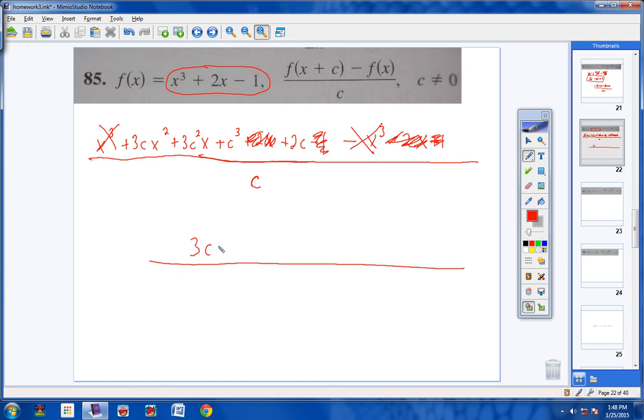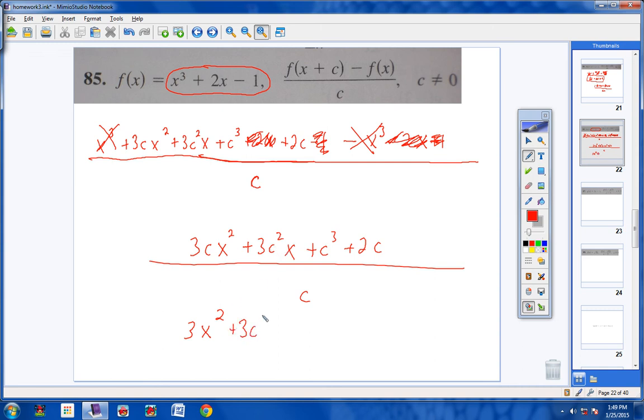So it looks like we're left with the 3cx squared plus 3c squared x plus c cubed plus 2c all over c. Notice every term has a c. Okay, so let's reduce every term by a c. So I'm going to cross this c off. Let's do it like this. Take this c away and you're left with 3x squared. Take a c away from here and you're left with 1c.